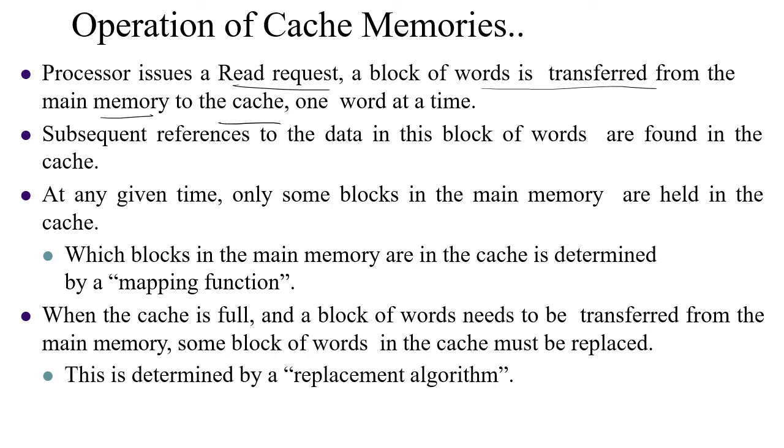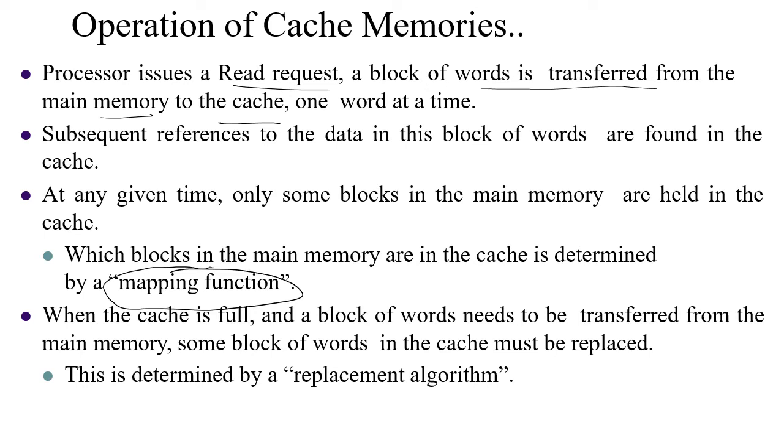Now, which among the blocks of main memory are present in the cache will be determined by a mapping function. There is something called a mapping function that determines which are the blocks that are present in the cache. Based on the details of the mapping function, the processor issues read requests from the cache. When the cache is full, and a block of words needs to be transferred from the main memory, some blocks of words in the cache must be replaced.